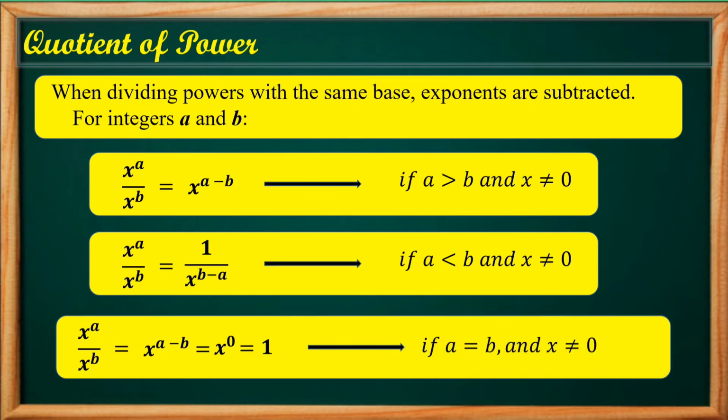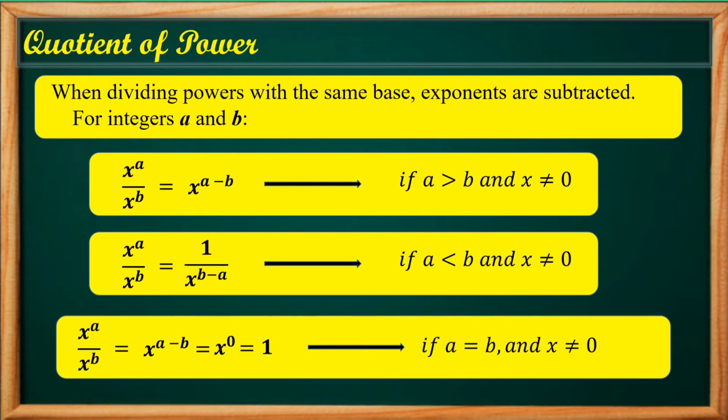Next, x raised to the power of a over x raised to the power of b is equal to x raised to the power of a minus b, which is equal to x raised to 0, then it is equal to 1. Remember, any number raised to 0, the answer is 1, if a and b are equal and x is not equal to 0.